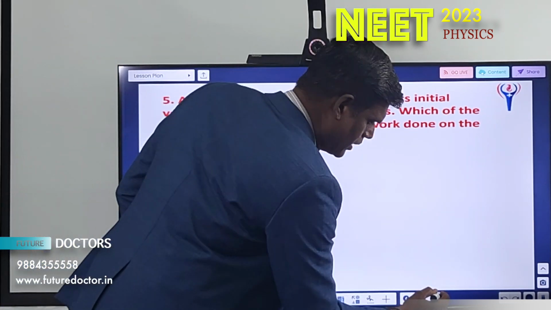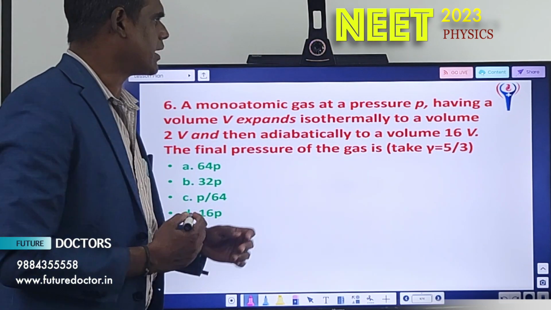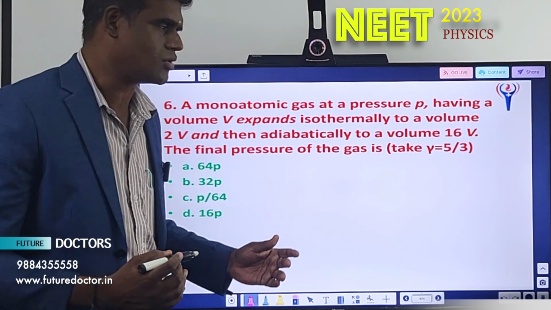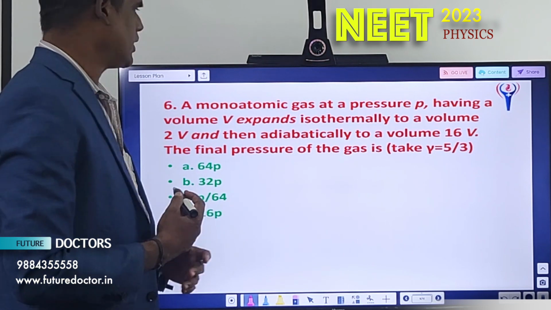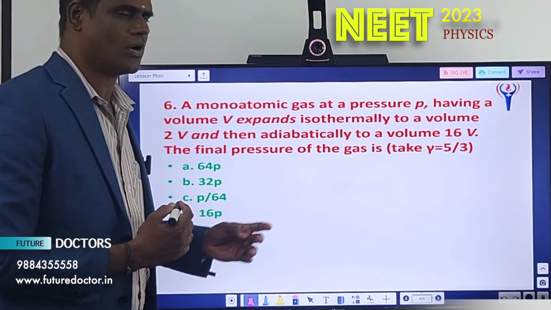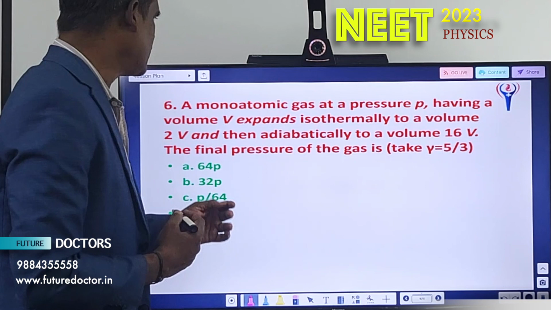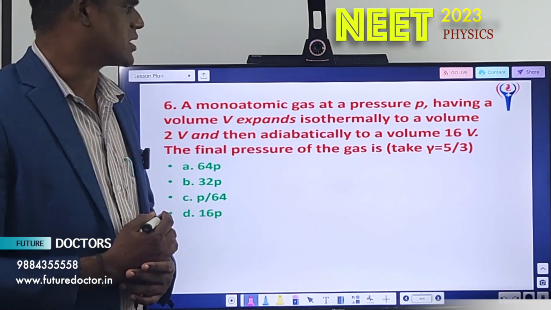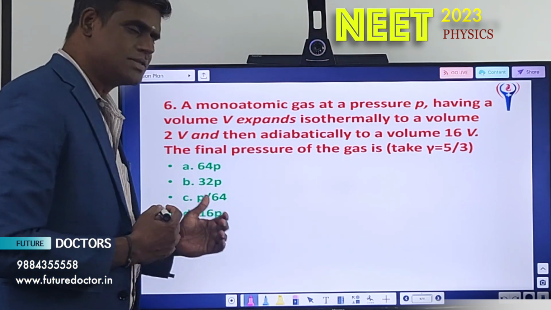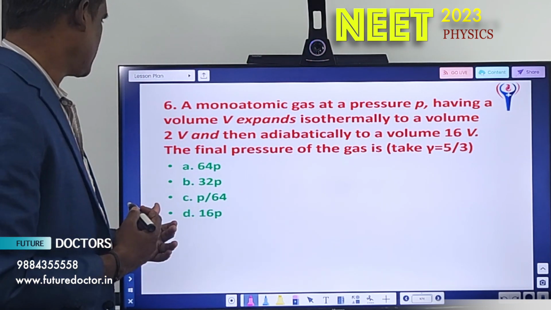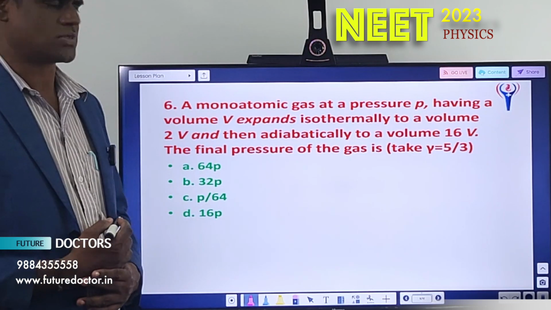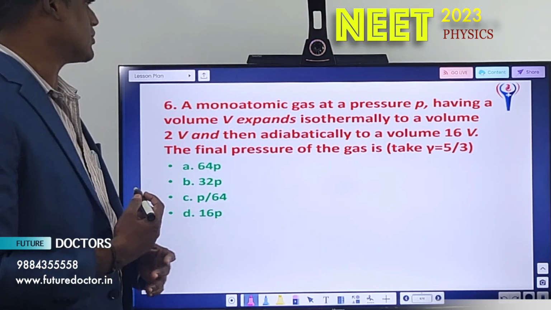Let's move to question number 6. A monoatomic gas at a pressure P having a volume V expands isothermally to a volume 2V and then adiabatically to volume 16V. The final pressure of the gas is dash, and the gamma value is given as 5 by 3. A. 64 times of P. B. 32 times of P. C. 1 by 64 times of P. D. 16 times of P.